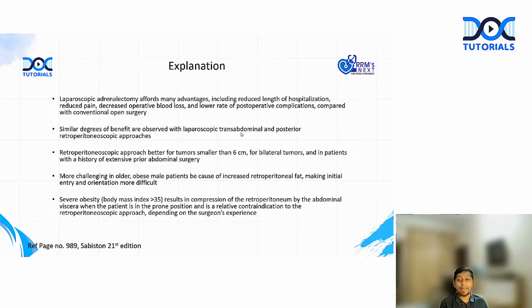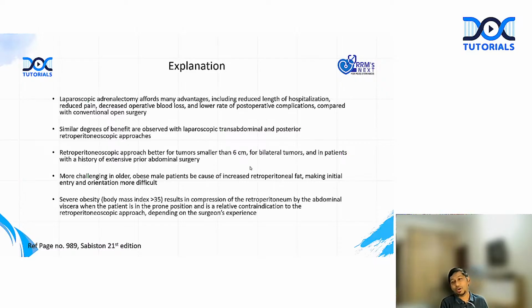When we compare laparoscopic versus retroperitoneoscopic, both are similar. Retroperitoneoscopic does not require penetration of the peritoneum, so actually it has an even faster recovery. Now remember, for lesions smaller than 6 centimeters, bilateral tumors, and patients who have had previous abdominal surgery, retroperitoneoscopic is definitely useful.